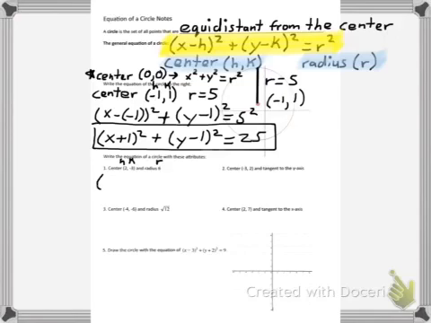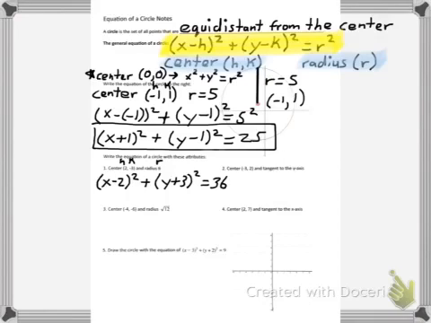Alright, so we know that it's x minus h. So that would be (x - 2) squared plus, in parentheses, it's y minus k. Well, our k value is a -3, so remember, if we subtract a negative, it becomes positive. So that's going to be (y + 3) squared. And then we square our radius as well. So 6 squared would give me 36.